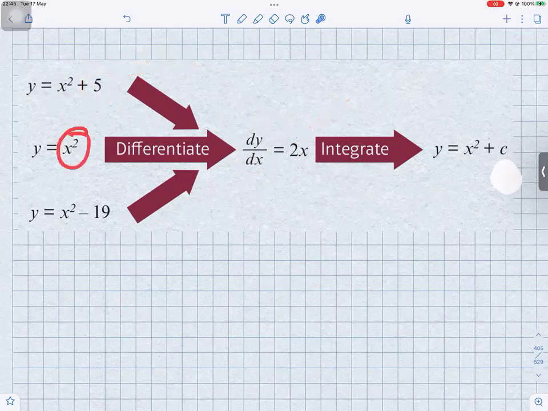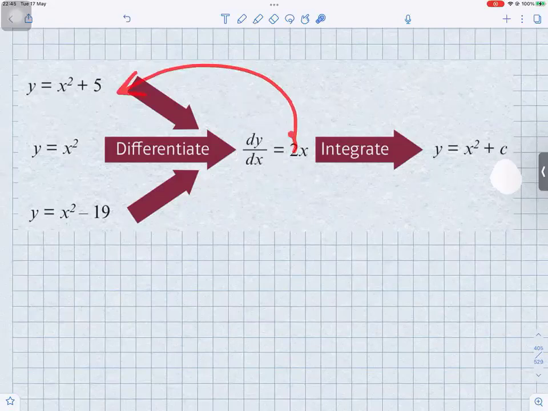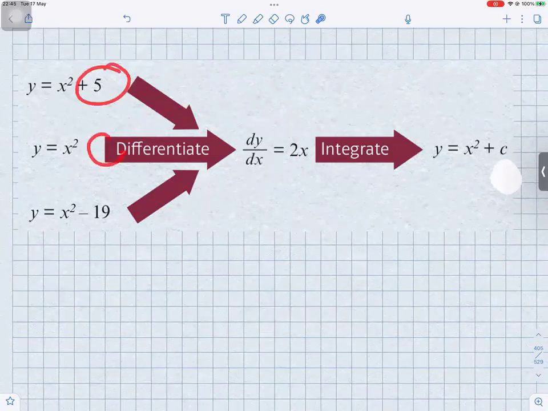When you differentiate x squared, you get 2x. When you differentiate minus 19, you get 0. So if you notice, when you differentiate 1, 2, 3, you get the same answer. Now, if you were to integrate to go back, which one will you go back to? You can go back to that one, you can go back to that one, you can go back to that one. So we need to find out what this plus 5, the 0 there, and the minus 19 is.